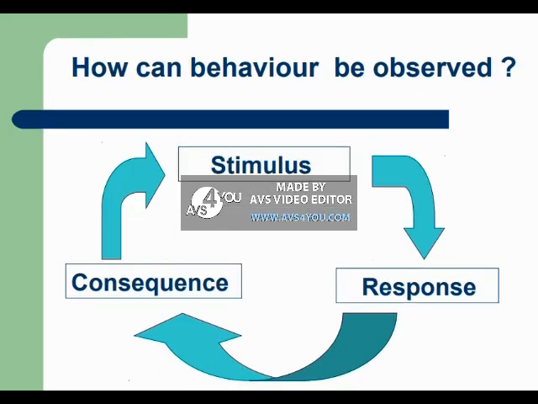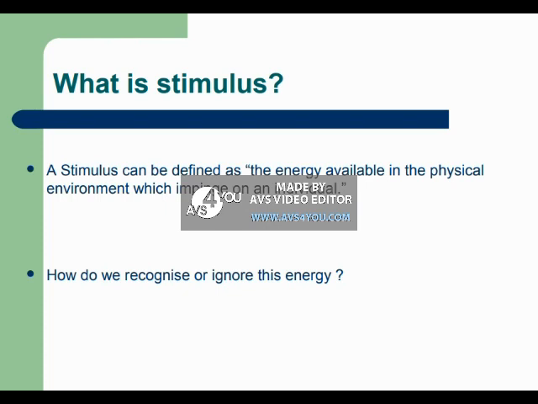How can behavior be observed? Stimulus, consequence, response. What is stimulus? A stimulus can be defined as the energy available in the physical environment which impinges on an individual. How do we recognize or ignore this energy?